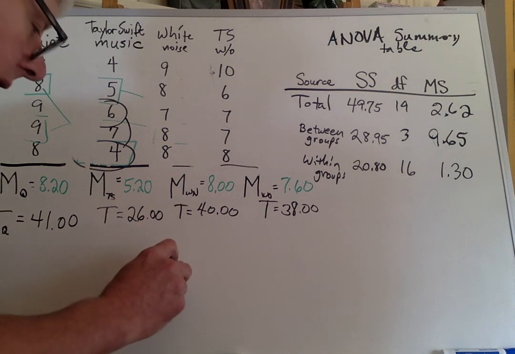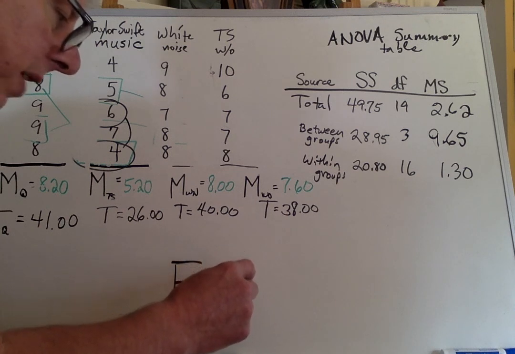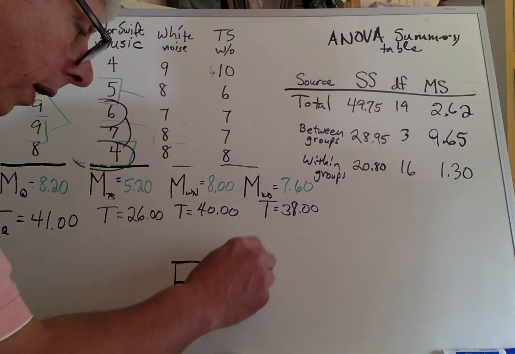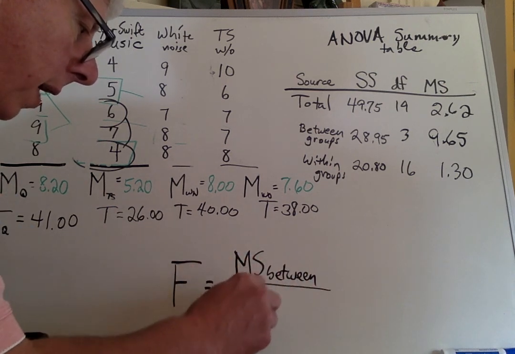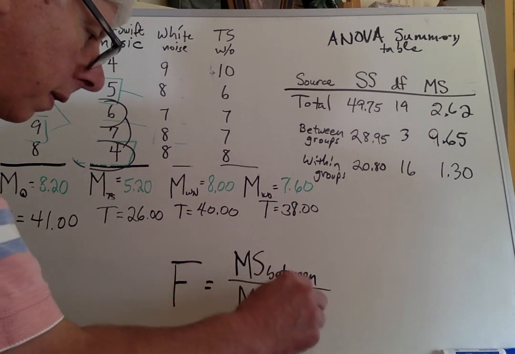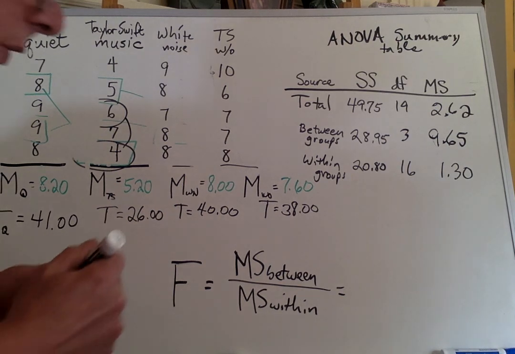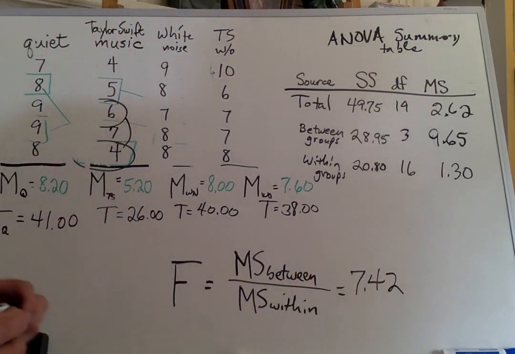We still need to calculate our F value. Remember, the F value is the between groups over the within groups, right? That's the conceptual, but here's what we're going to do. We're going to get MS between over MS within. So let's do that. 9.65 divided by 1.30. So 7.42, okay? 7.42 is our F value.